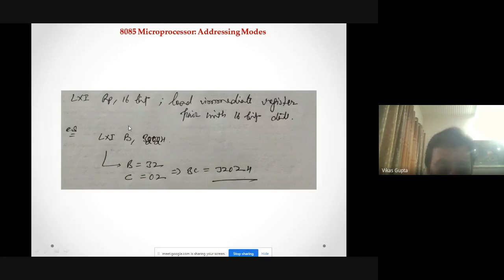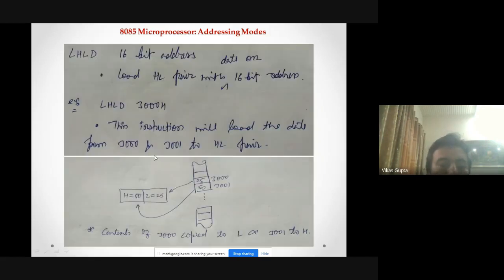Here, remember the upper byte always goes to the... We write an RP, so I need not write BC here, because the valid combinations are B with C, D with E, and H with L. If you write B, by default it means you are considering the BC pair. And remember, the higher byte of the data will go to the B register and the lower byte will go to the C register. So BC will be loaded with the content 3202 here.